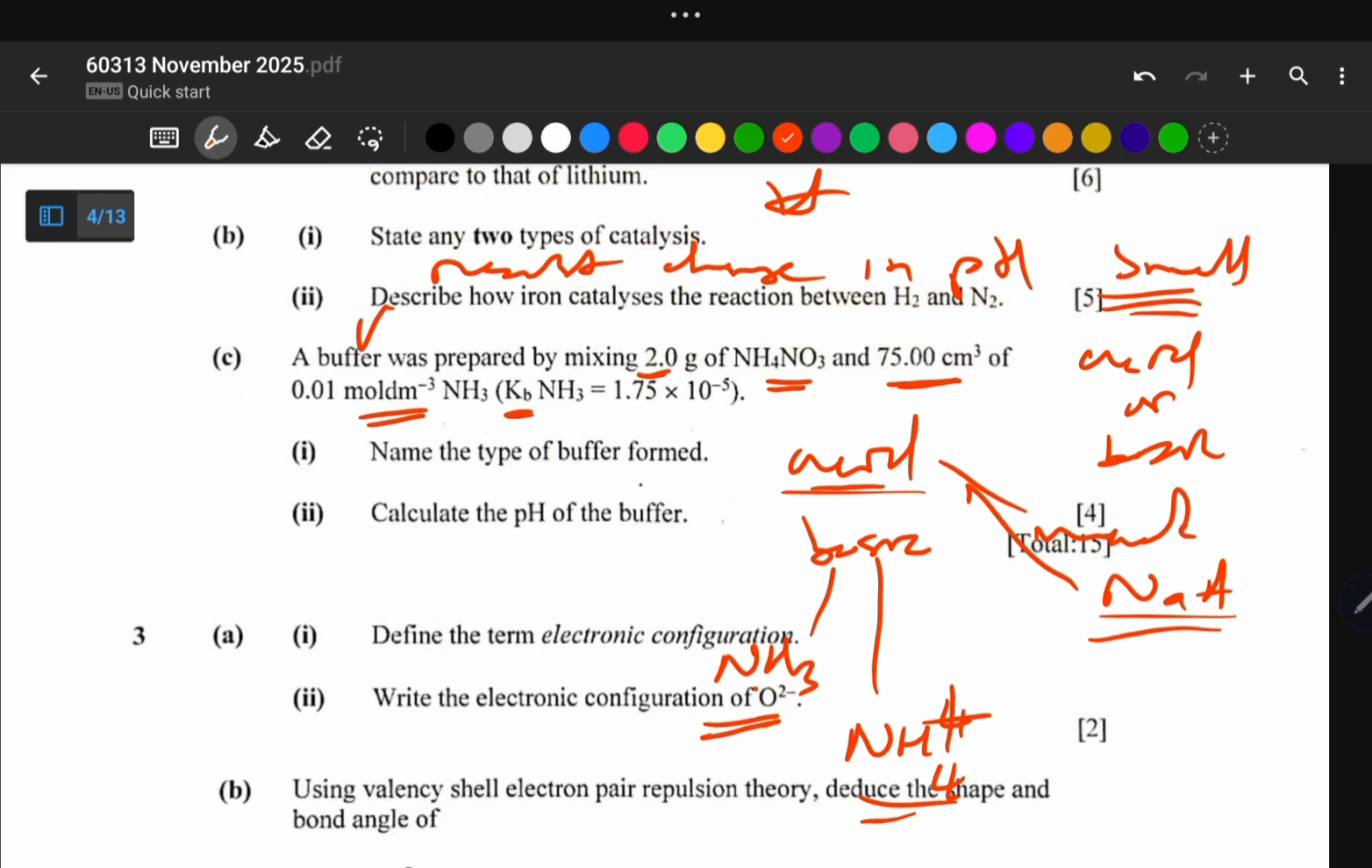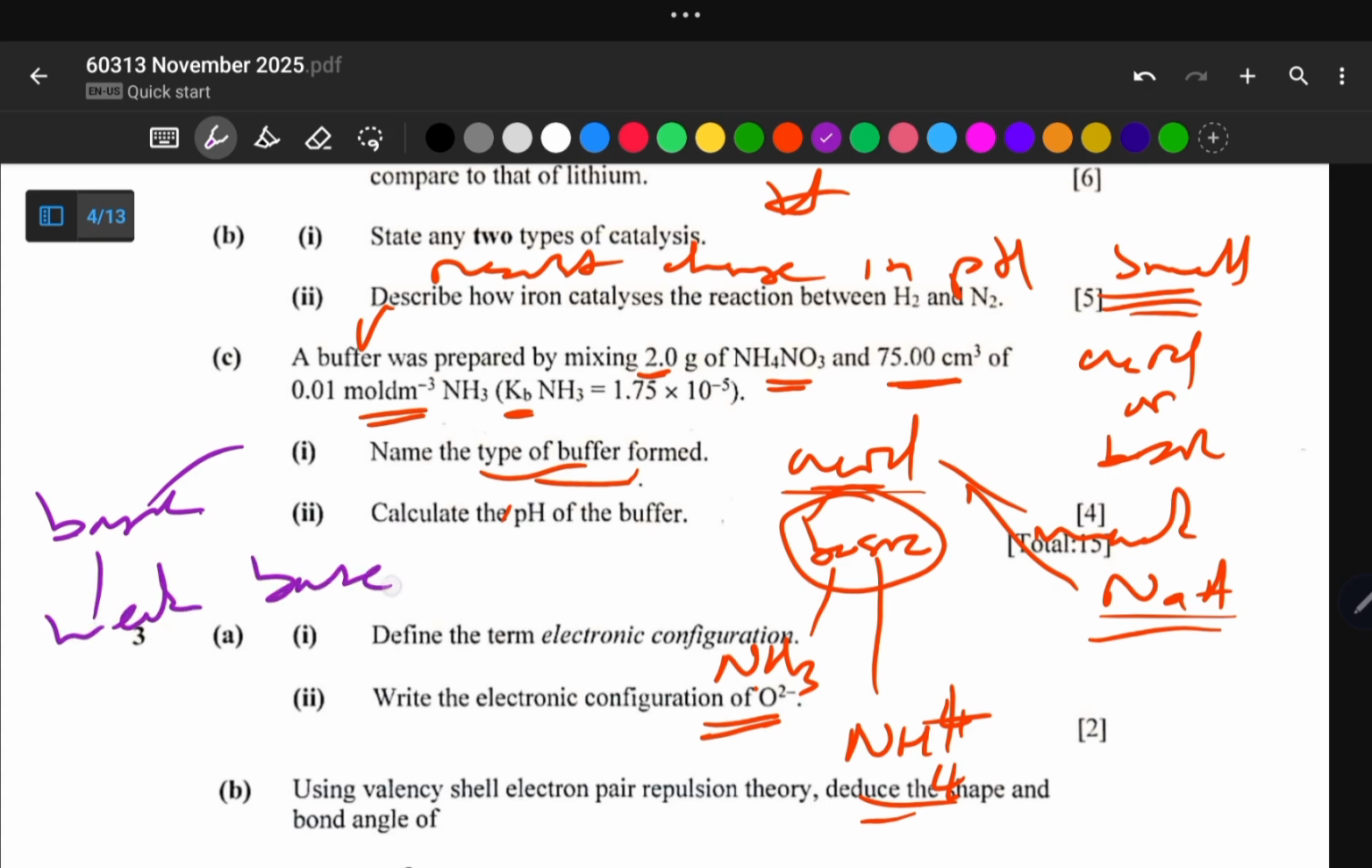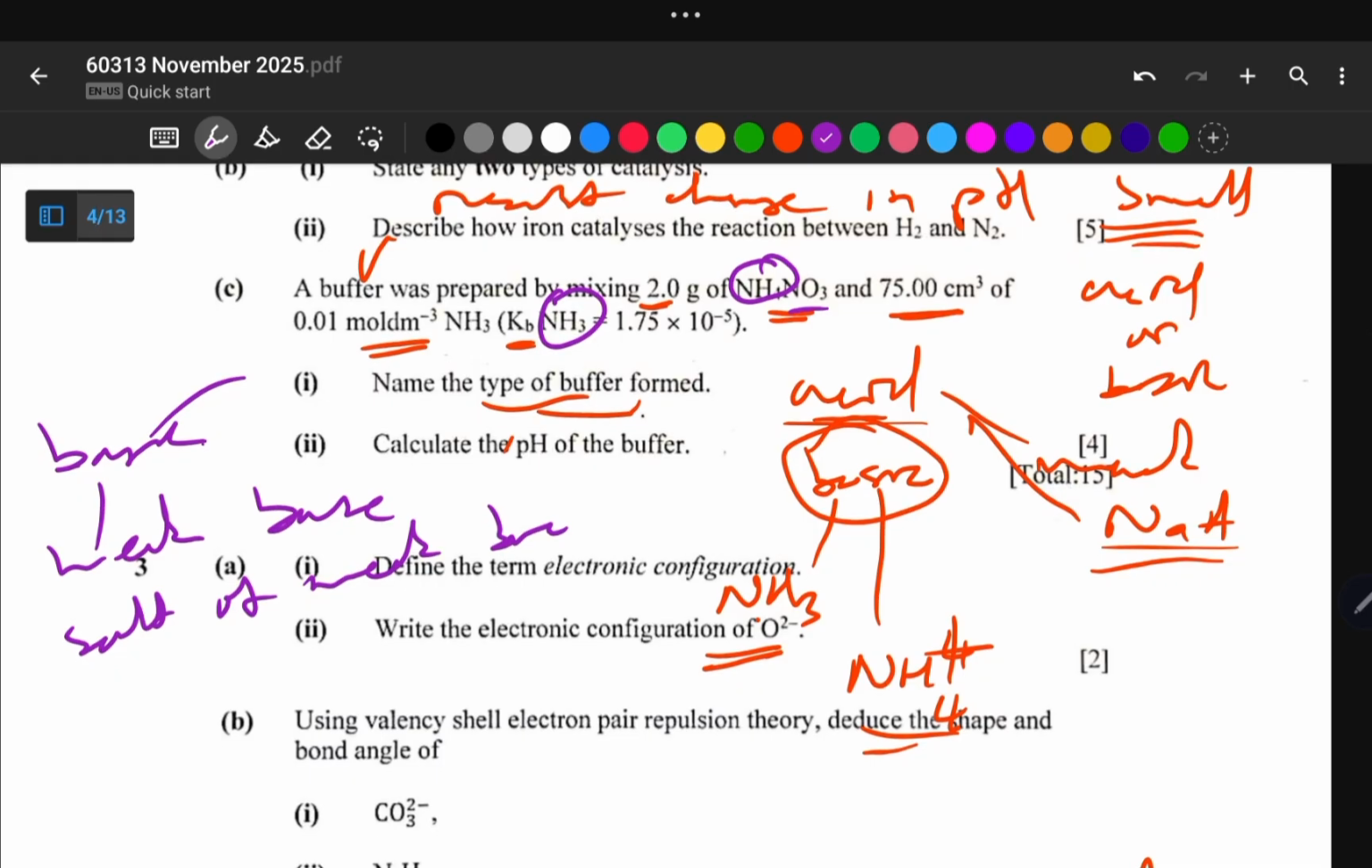So the first part says name the type of the buffer. This one is obviously a basic buffer, right? We have a weak base and then a salt of the weak base. Here the weak base is ammonia, and the salt is ammonium nitrate. Are we together? And then we are required to calculate the pH, right?